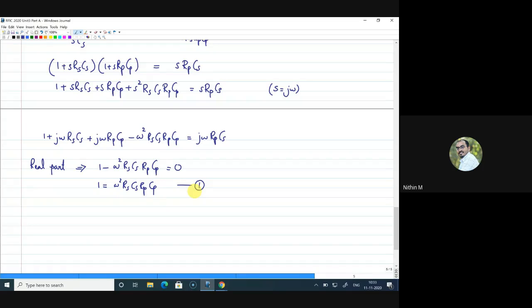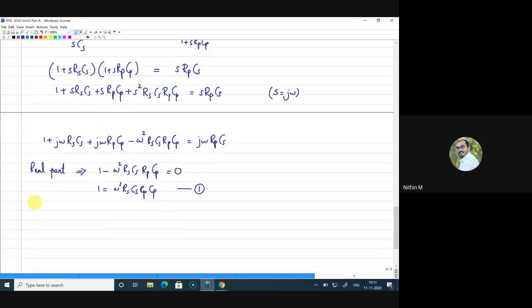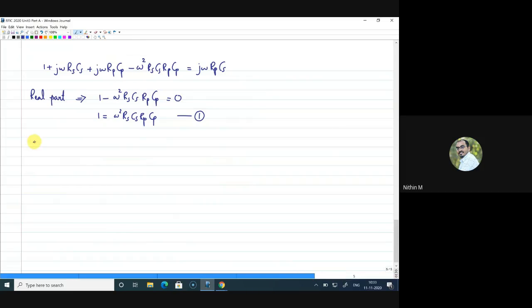Now if I take the imaginary part, I can write it as RSCS plus RPCP, sorry, is equal to RPCS. The j omega will be cancelled, which gives the imaginary part. So I equated the real part and the imaginary part.